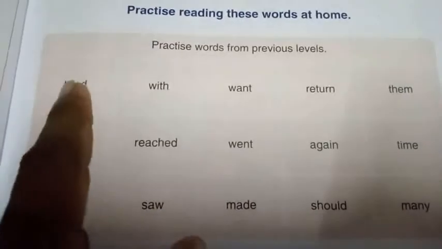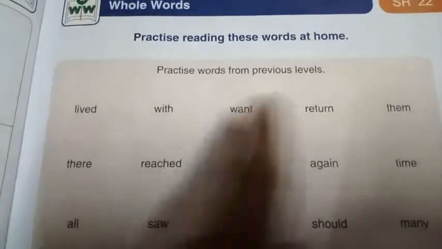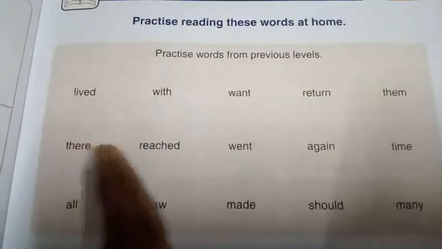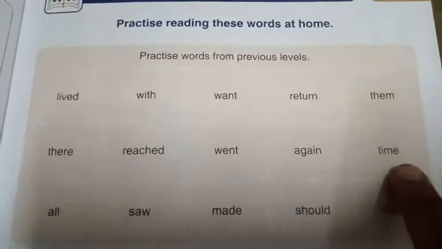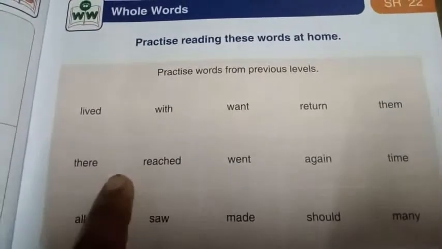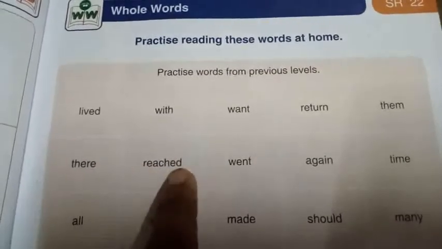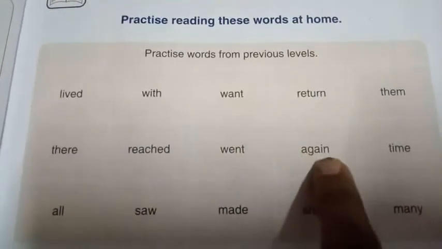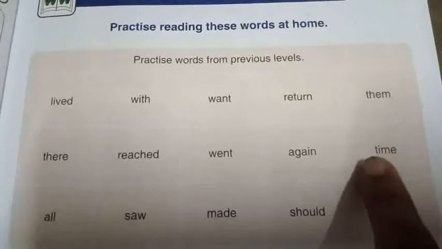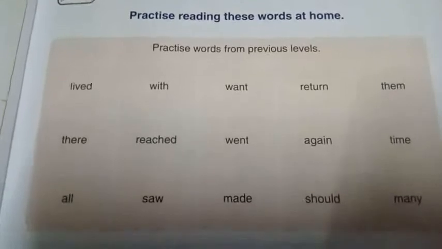From yesterday's class, we recap these 5 whole words. These are all previous level whole words. We just have to recap them once again. Today, we are going to recap these 5. There, reached, went, again, time. Okay? Let us move to this unit's whole words.